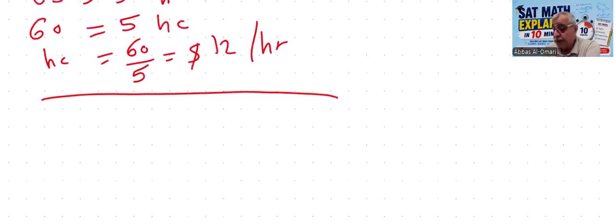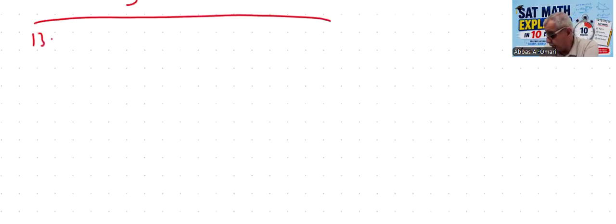Okay, next question. There is a triangle, a right triangle, this triangle. This angle is a right angle, 90 degrees. And this is X, this is Y, and this is Z.